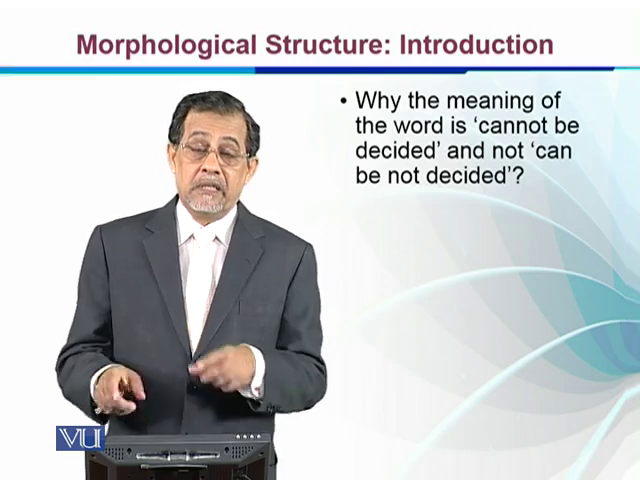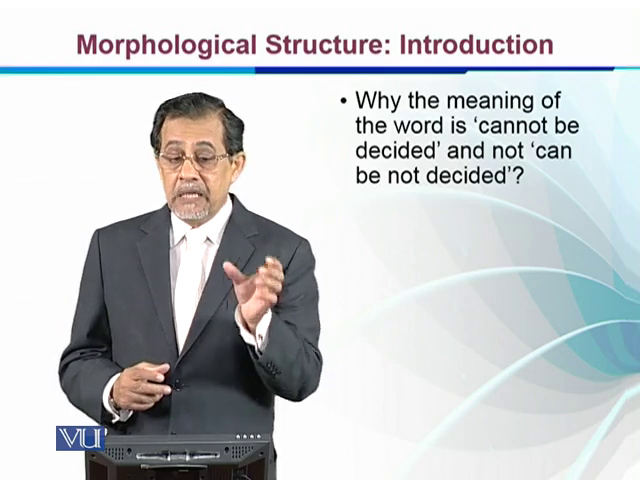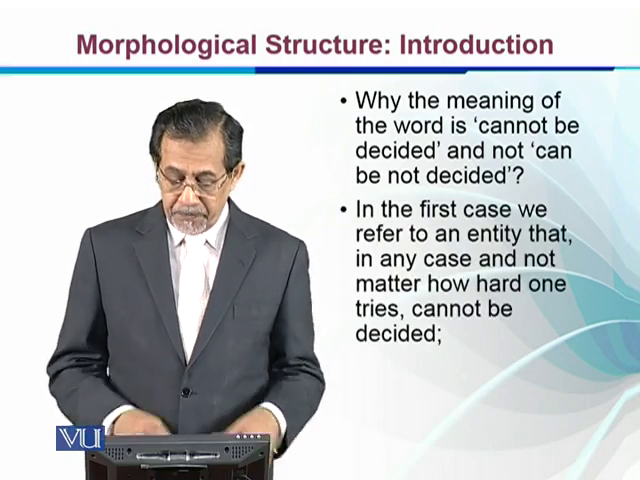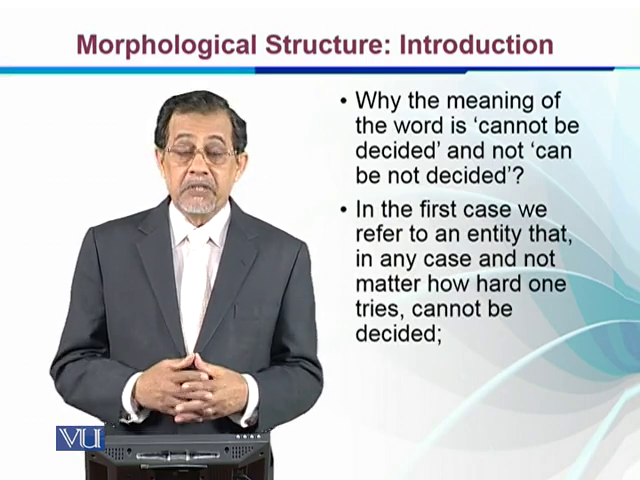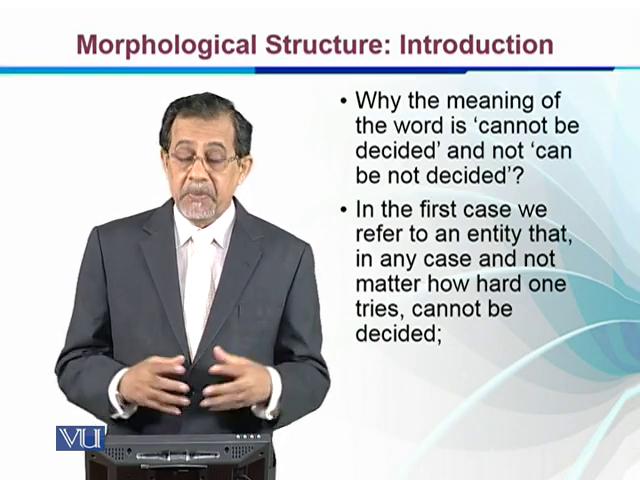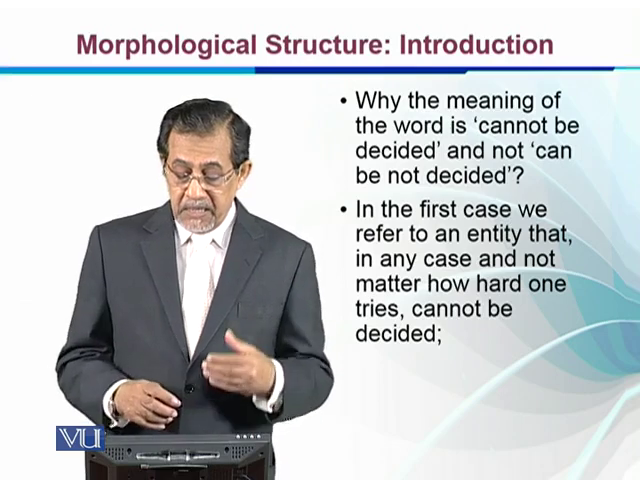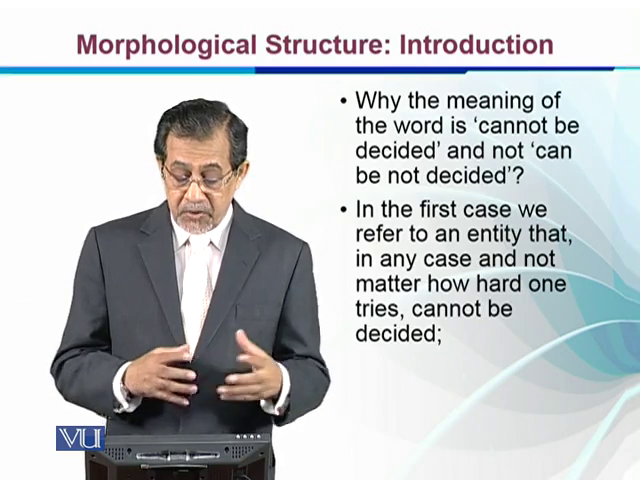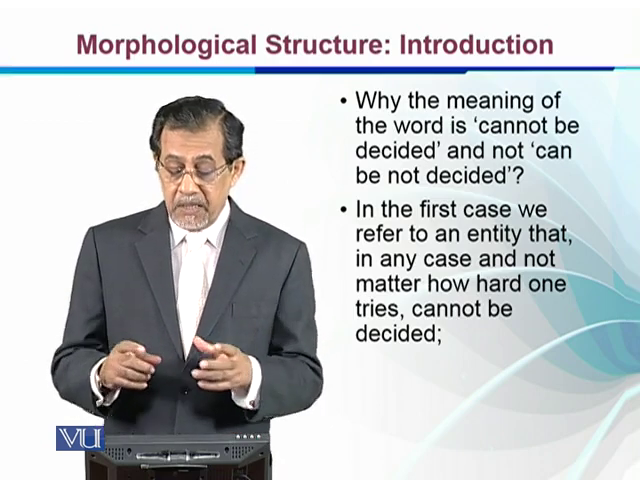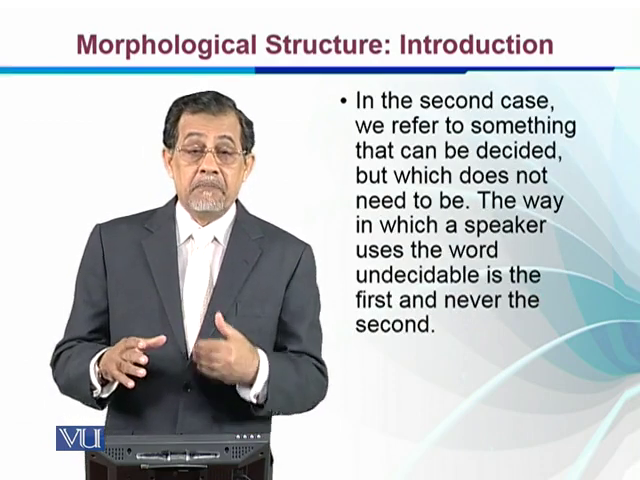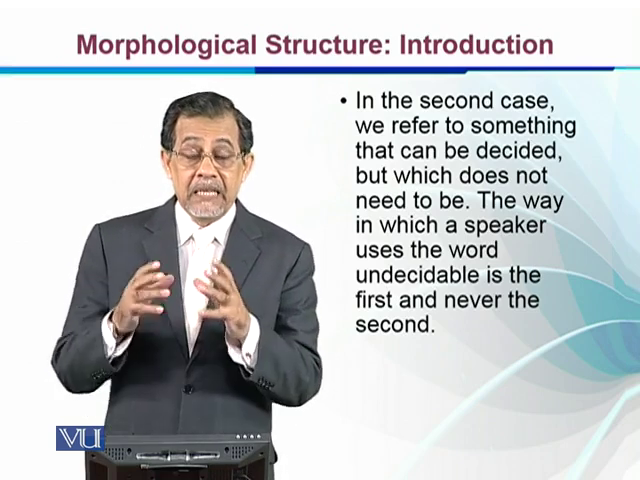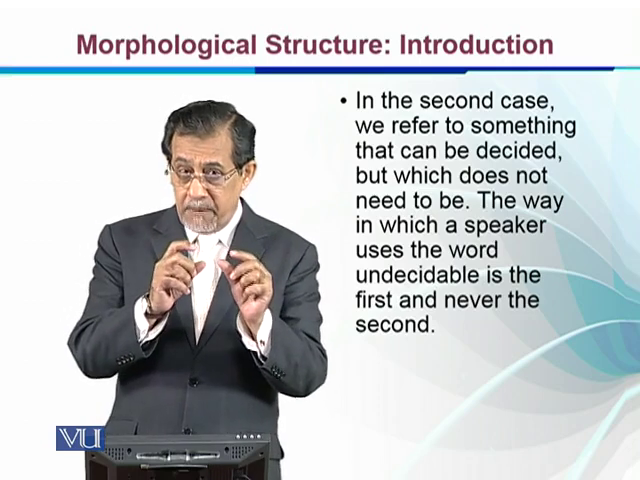To differentiate between these two, we need to look at the order in which these affixes were attached to the base or root. In the first case, cannot be decided, we refer to an entity that in any case, no matter how hard one tries, cannot be decided. This is the first meaning, that is cannot be decided. In the second case, can be not decided, we refer to something that can be decided but which does not need to be. Here is a very sharp difference between the two meanings.